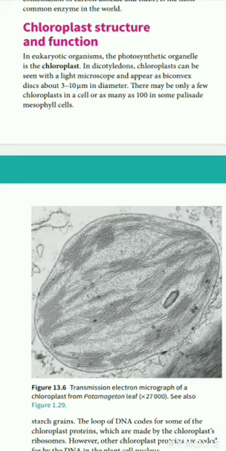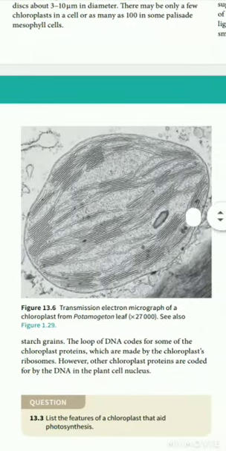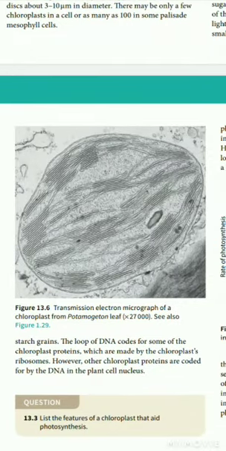In eukaryotic organisms, the photosynthetic organelle is the chloroplast. In case of dicotyledon, chloroplast can be seen with a light microscope and appears as a biconvex disc about 3 to 10 micrometer in diameter. There may be only a few chloroplasts in a cell or as many as 100 in some palisade mesophyll cells. So here is the diagram. That is the transmission electron micrograph of chloroplast.